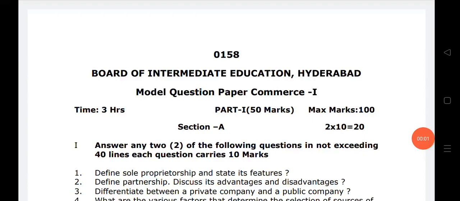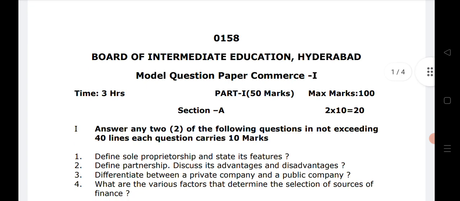Welcome to STA Academy. Today we are going to discuss the commerce and accountancy paper for first year. First year commerce and accountancy model paper, a very important model paper. If you are preparing at the last minute, this model paper is very helpful to score good marks in commerce and accountancy. Let us see the first part, that is commerce.